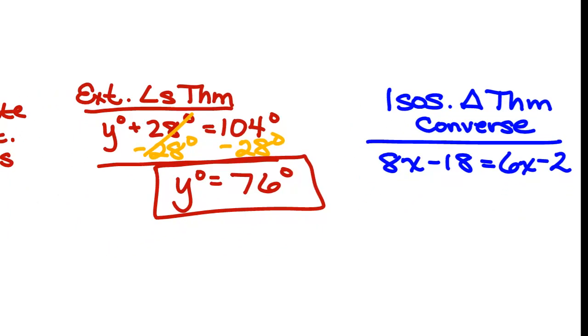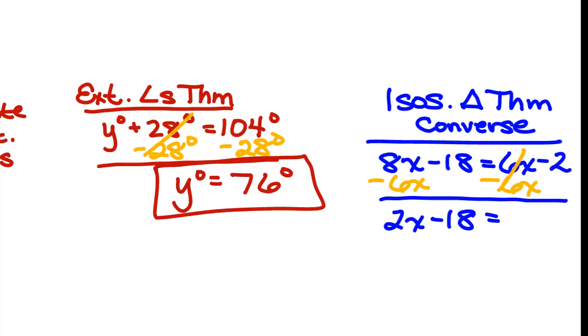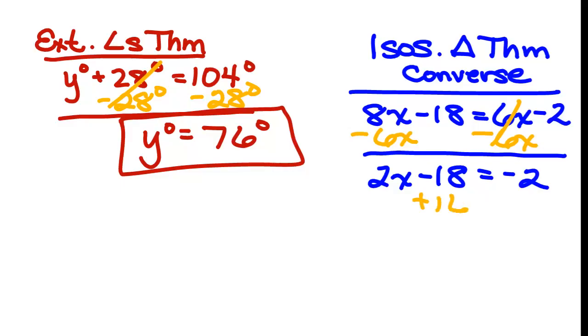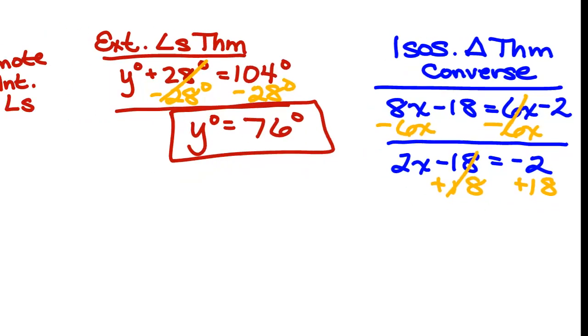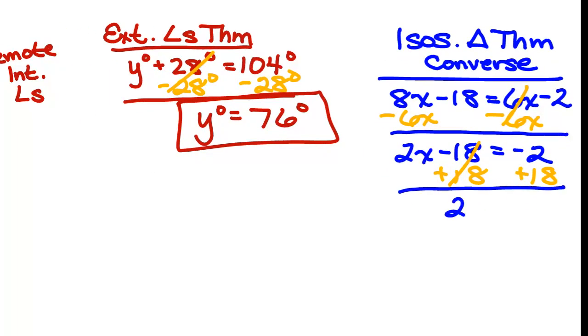Now we're going to solve this for x, so I'm going to get my x's to the same side first. I'm going to subtract 6x from both sides. That gives me 2x minus 18 equals negative 2. Don't forget to bring that negative down. Then I add 18 to both sides. What is negative 2 plus 18? 16. So 2x equals 16. Divide both sides by 2. And that means x is 8.